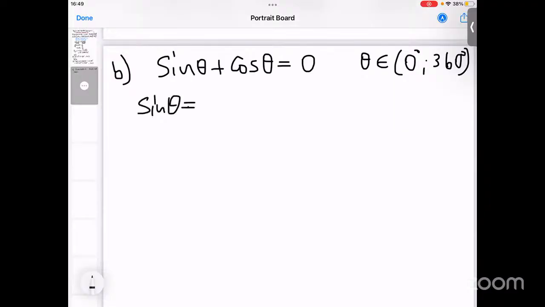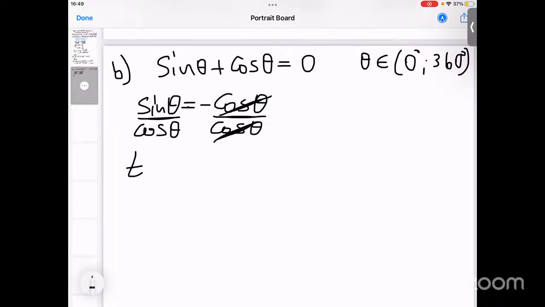Remember, it will change because it is crossing. Then you divide both sides by cos, strategically, because you know that you want to get a tan. So that means you have tan of an angle being equal to -1 in this case. Very, very much important.